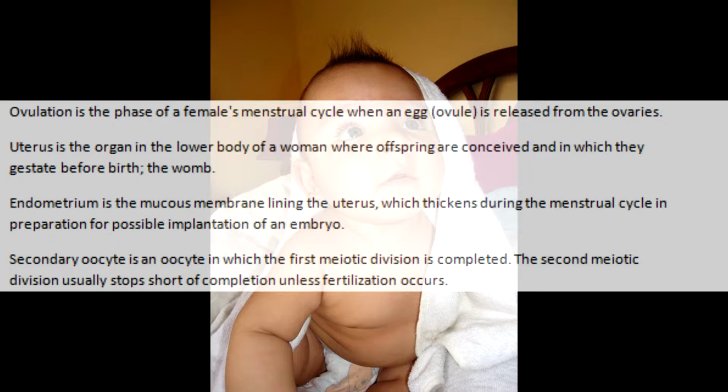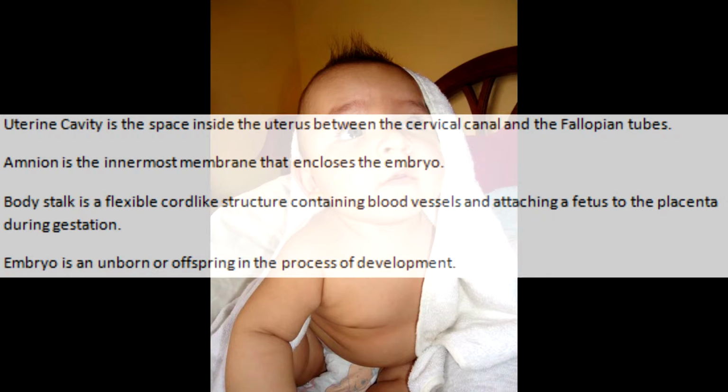Secondary oocyte is an oocyte in which the first meiotic division is completed. The second meiotic division usually stops short of completion unless fertilization occurs. Uterine cavity is a space inside the uterus between the cervical canal and the fallopian tubes.